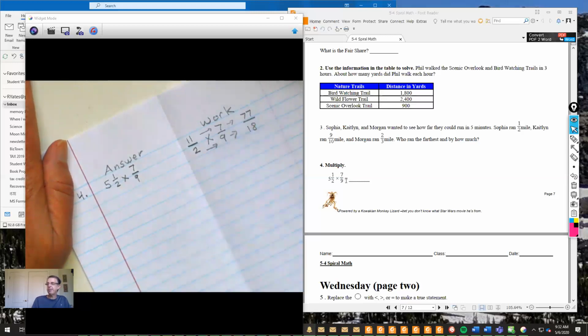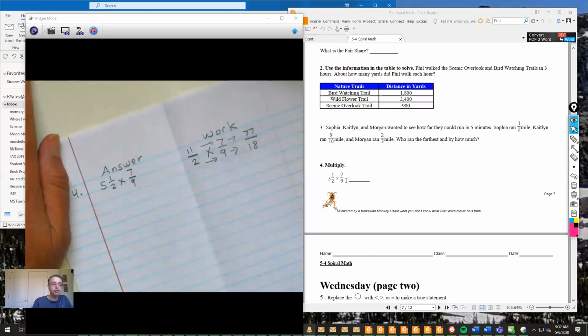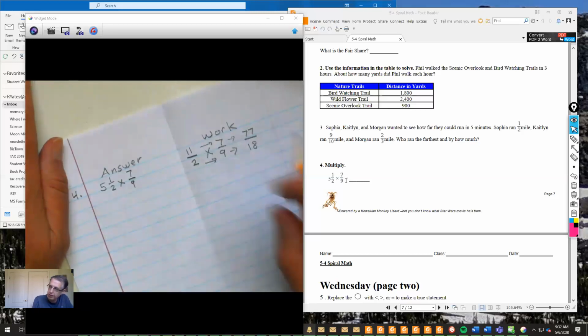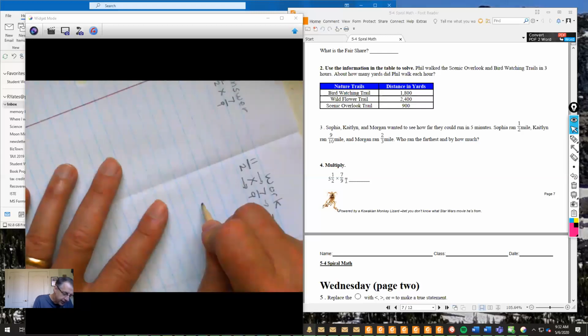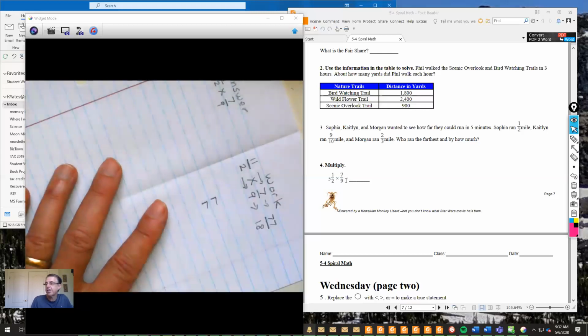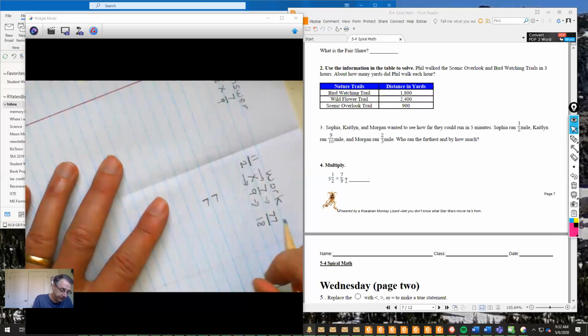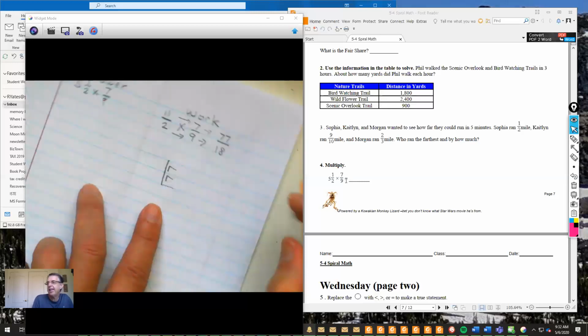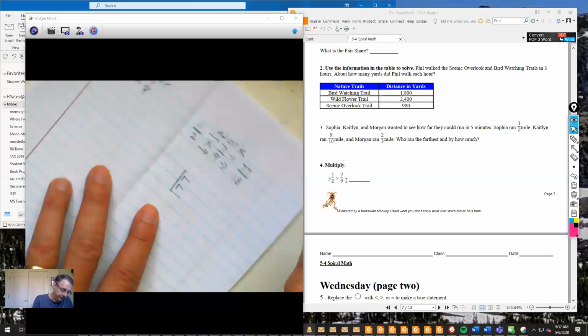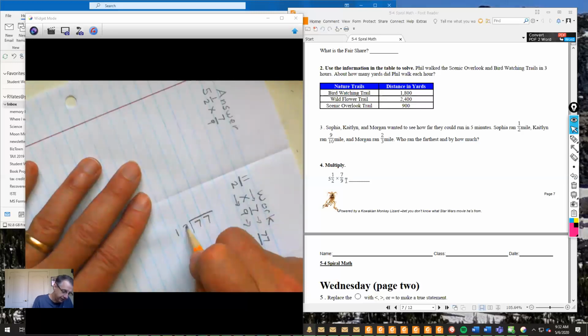Now I have an improper fraction that I need to turn back into a mixed number. To do that, I'm going to take 77 and put it in a dividing box. And yes, Ethan, I am going sideways now because it's important. And I'm going to divide that by 18. And I'll put that right here.